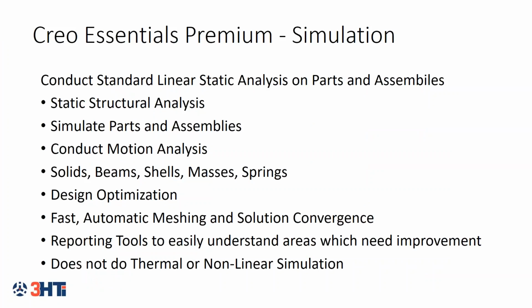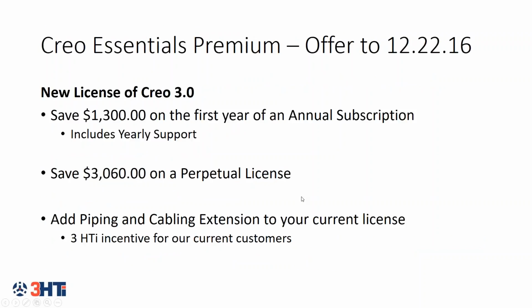Now, real quick, also included in Creo Essentials Premium are standard linear static analysis capabilities on not only parts but also on assemblies. This does automatic meshing and solution convergence, and basically the whole idea behind this tool is to keep it simple and give the capabilities in the hands of your designers and engineers, so that if you do have an analyst that's going to measure this downstream, that person is verifying what was done in the design and engineering process so it doesn't have to be reworked. And this does not do thermal or nonlinear simulation. That's not included in this package.